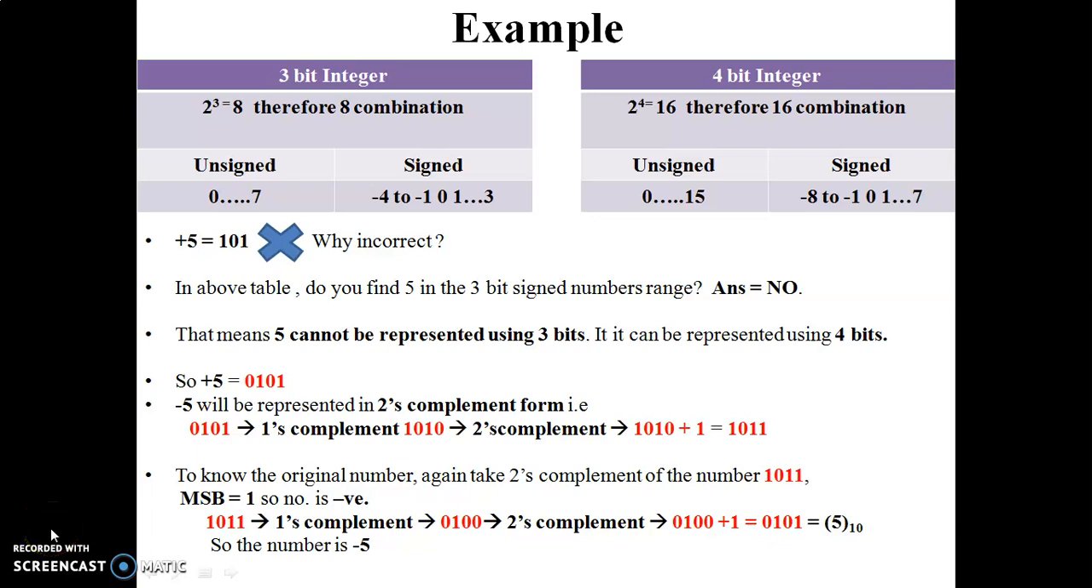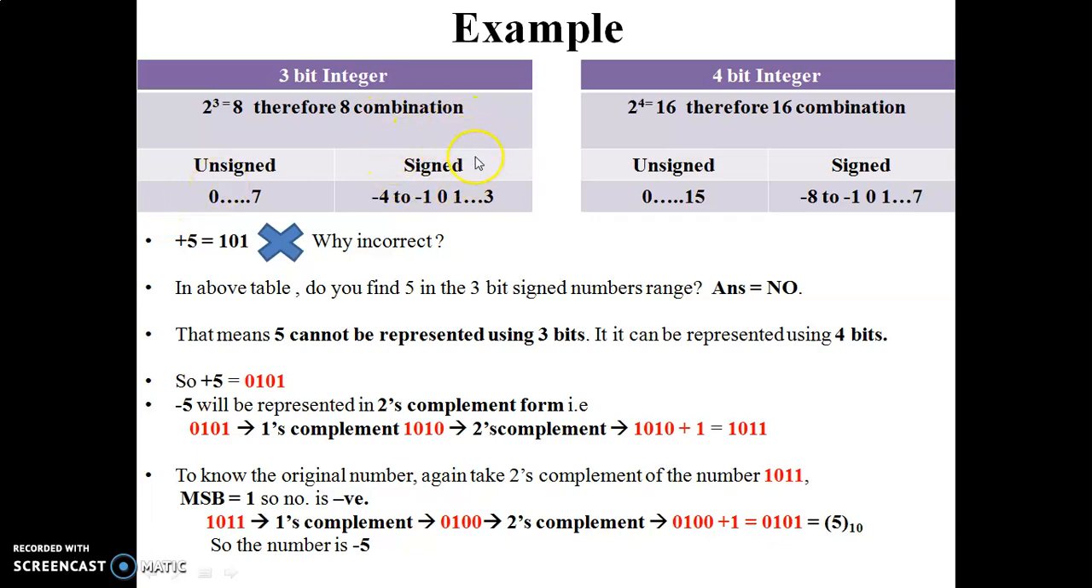Now let us understand this particular concept with the help of an example. Let us consider here a 3-bit integer. When I say 3-bit integer, what does it mean? 2 raised to 3, that means we have 8 combinations. When I say it is an unsigned number system, which means all the numbers will be positive, that is from 0 to 7.